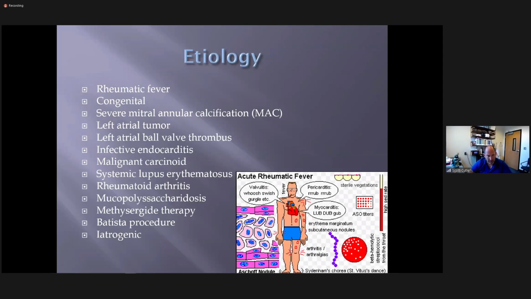Okay, again, just to go over etiology. So starting again with rheumatic fever. Worldwide, I was just reading in ASC's book this morning, rheumatic fever or rheumatic stenosis is the number one cause of mitral stenosis worldwide. In the U.S., because of modern medicine and good care, it's not really an issue as much.